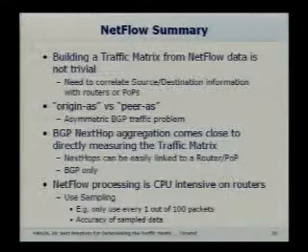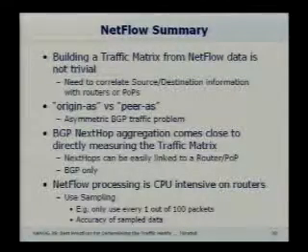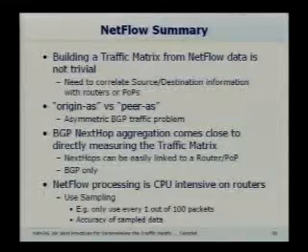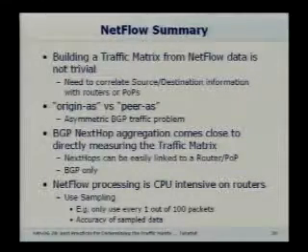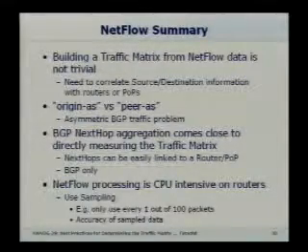It's not so simple to generate a traffic matrix from it because, well, you need your ingress-egress. You have the issues with which is your neighbor AS, so which is your peer AS versus the origin AS. And it's fairly CPU intensive on the routers. Of course, you can do sampling to get less processing, but then you have all kinds of issues on how accurate the sampling is.